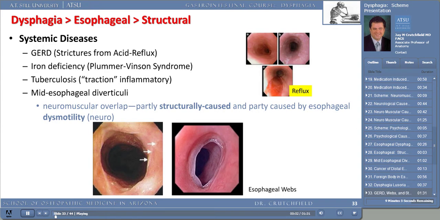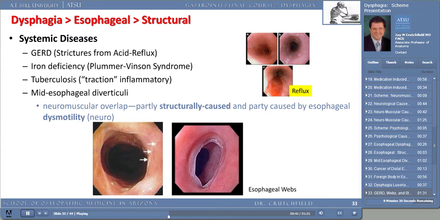What about reflux disease? Now this is indeed very common. It is categorized under structural dysphagia because a complication of severe reflux disease is the acid bubbling into the esophagus causing strictures. Also, iron deficiency can cause an esophageal web. This is called Plummer-Vinson syndrome, and I have never knowingly seen a case of this. Tuberculosis can cause inflammation around the esophagus, leading to the formation of a diverticulum, causing a traction diverticulum. And these pictures, which we'll see later, show some mid-esophageal diverticuli.